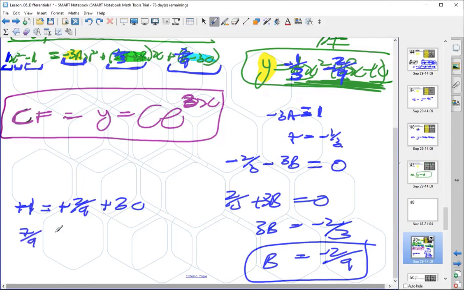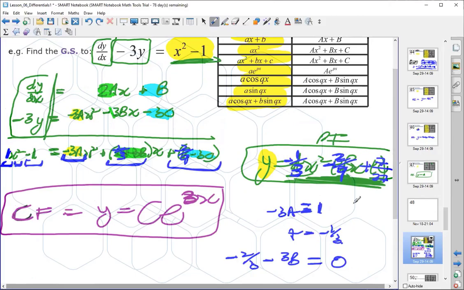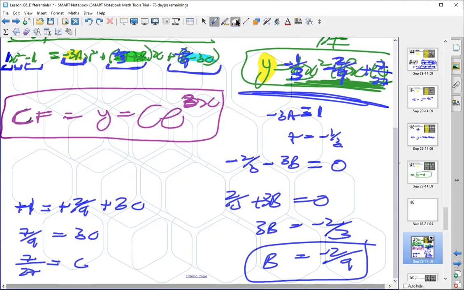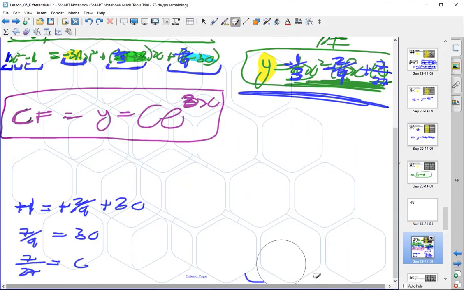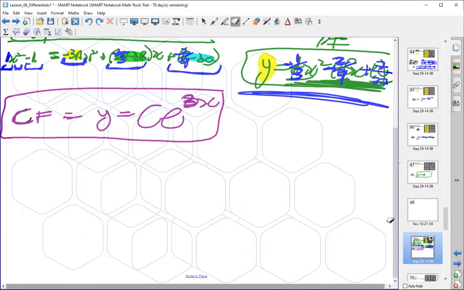So 7/9 equals 3c. And then I can divide both sides by 3. And so that gives me 7/27 is c. And so that gives me plus 7 over 27. And so there is my particular integral all nicely worked out. And now my final step is to join them together.